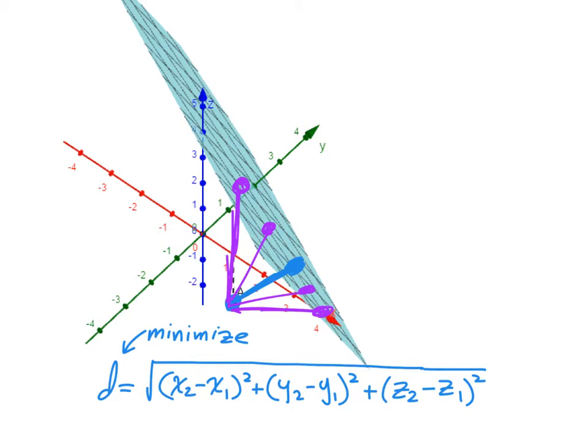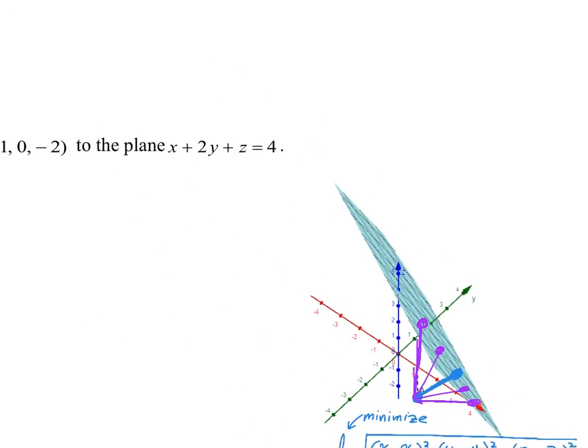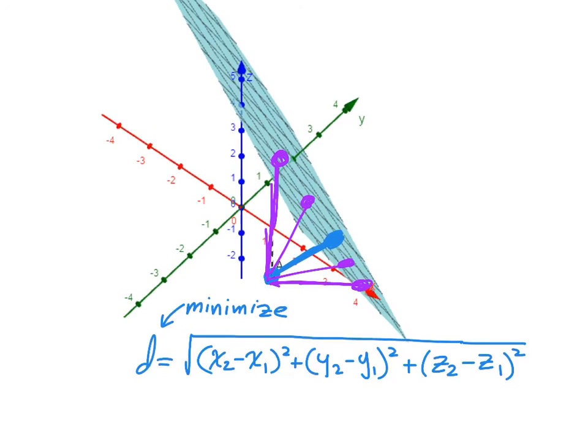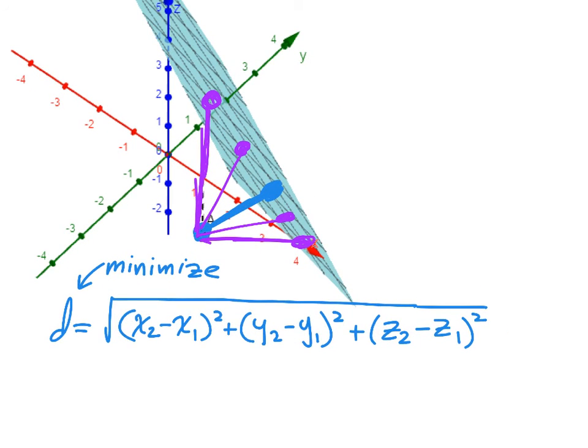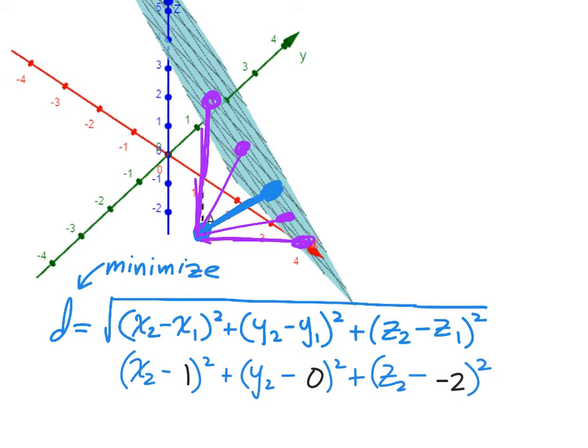So, we know something. One thing that we do know is that there is a finite point that's been established. It's 1, 0, negative 2. So I could chuck that information in there: 1, 0, negative 2. So x2 minus, y2 minus, and z2 minus, all squared.